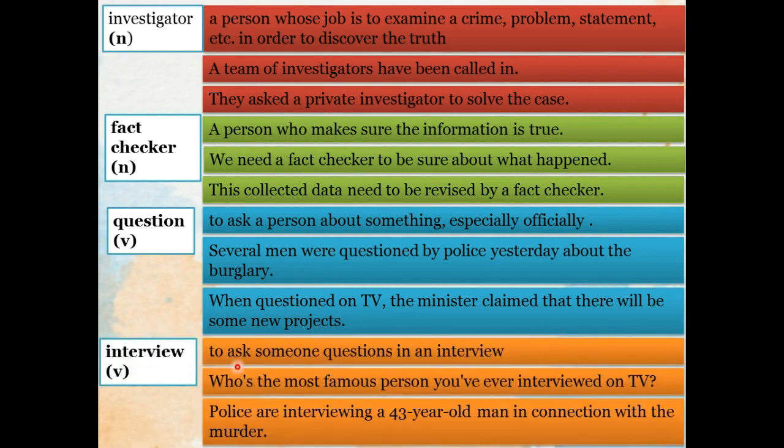Interview. To ask someone questions in an interview. So we have here interview as a verb, and here is interview as a noun. Who's the most famous person you ever interviewed on TV? Police are interviewing a 43-year-old man in connection with the murder. So here's the interview as a verb. And of course, we can say we have interviewer, interviewee, okay, and interview itself. So those are the derivatives from the word.